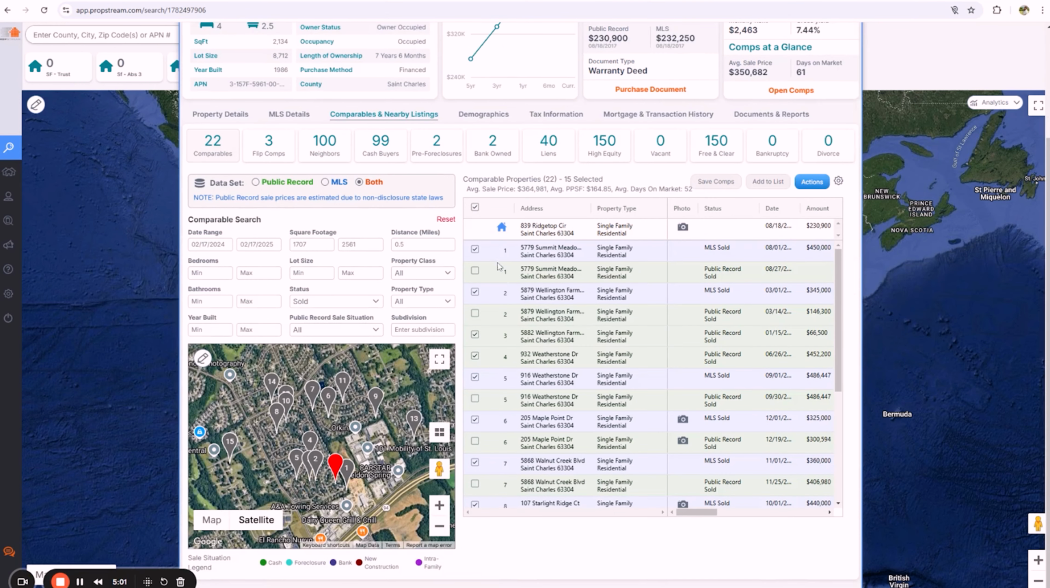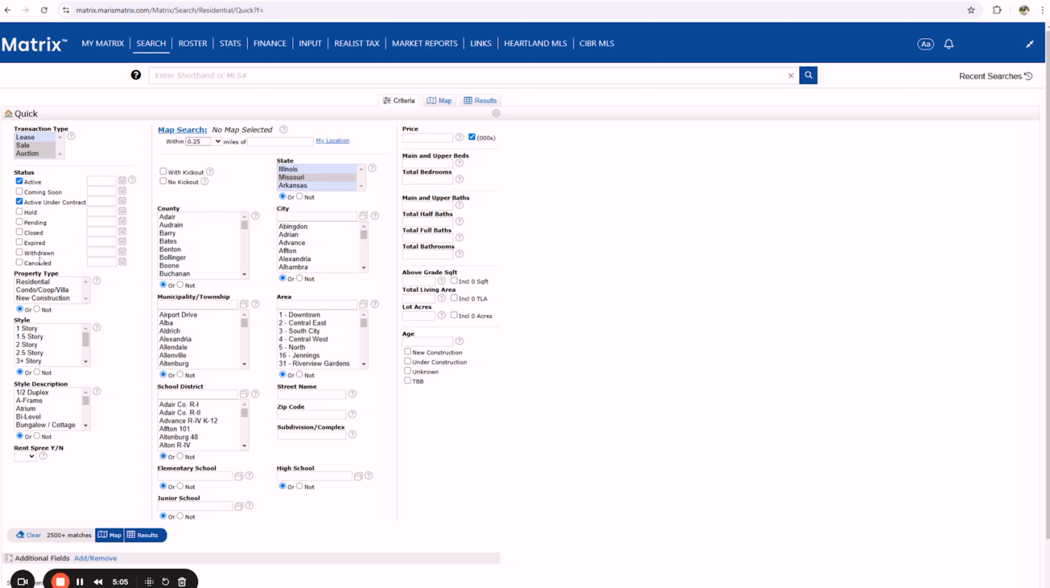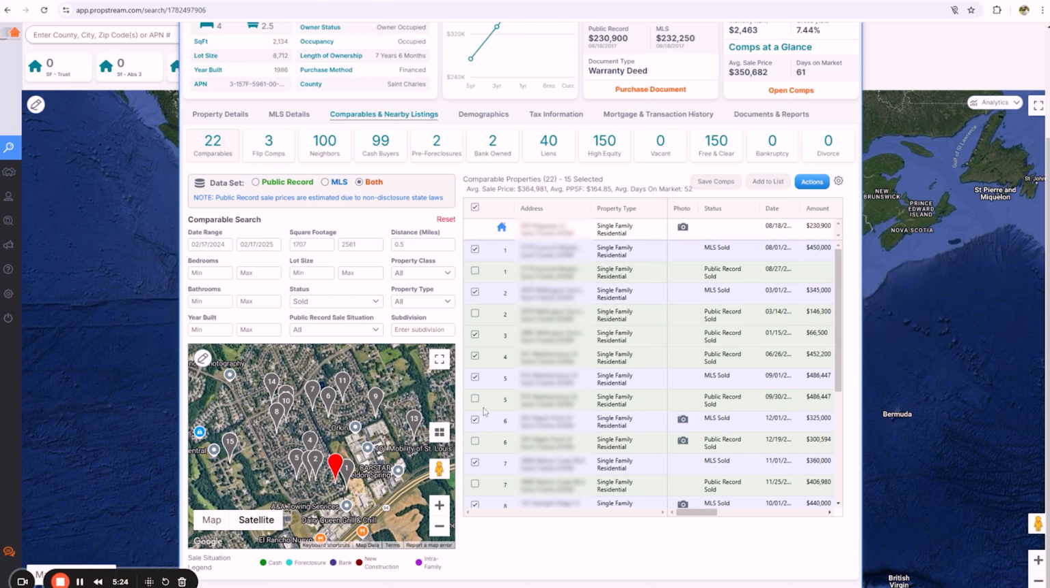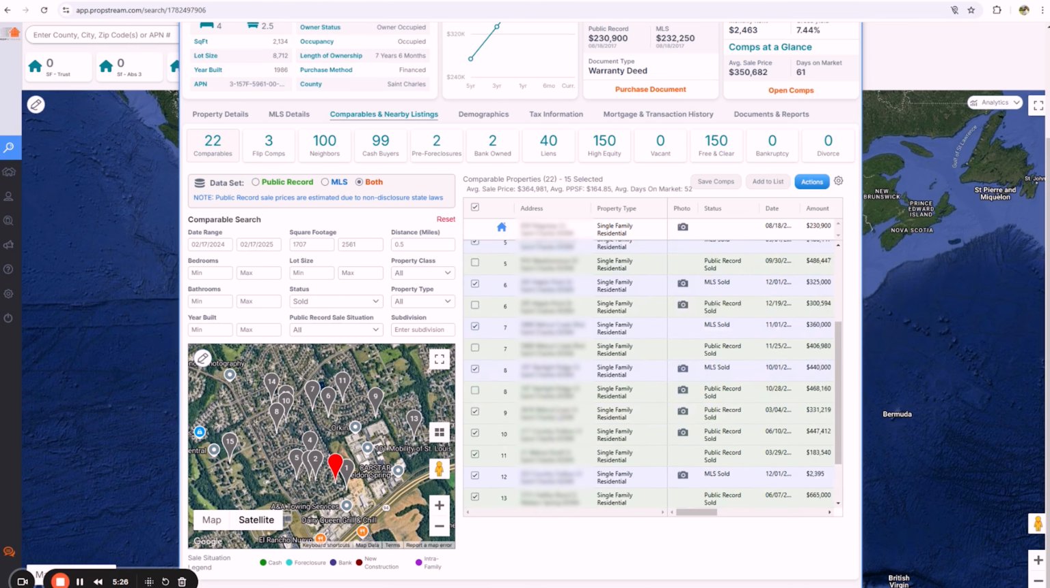So here is PropStream's default comps view, which we'll get to in a second. In the MLS, we're going to go over here, uncheck these statuses, mark it as closed, and punch in the property that we're wanting to run comps on and hit results down here. Now, one thing that's interesting right off the bat, we can see that there are 6 examples. If I go over into PropStream, there's quite a bit more than that.